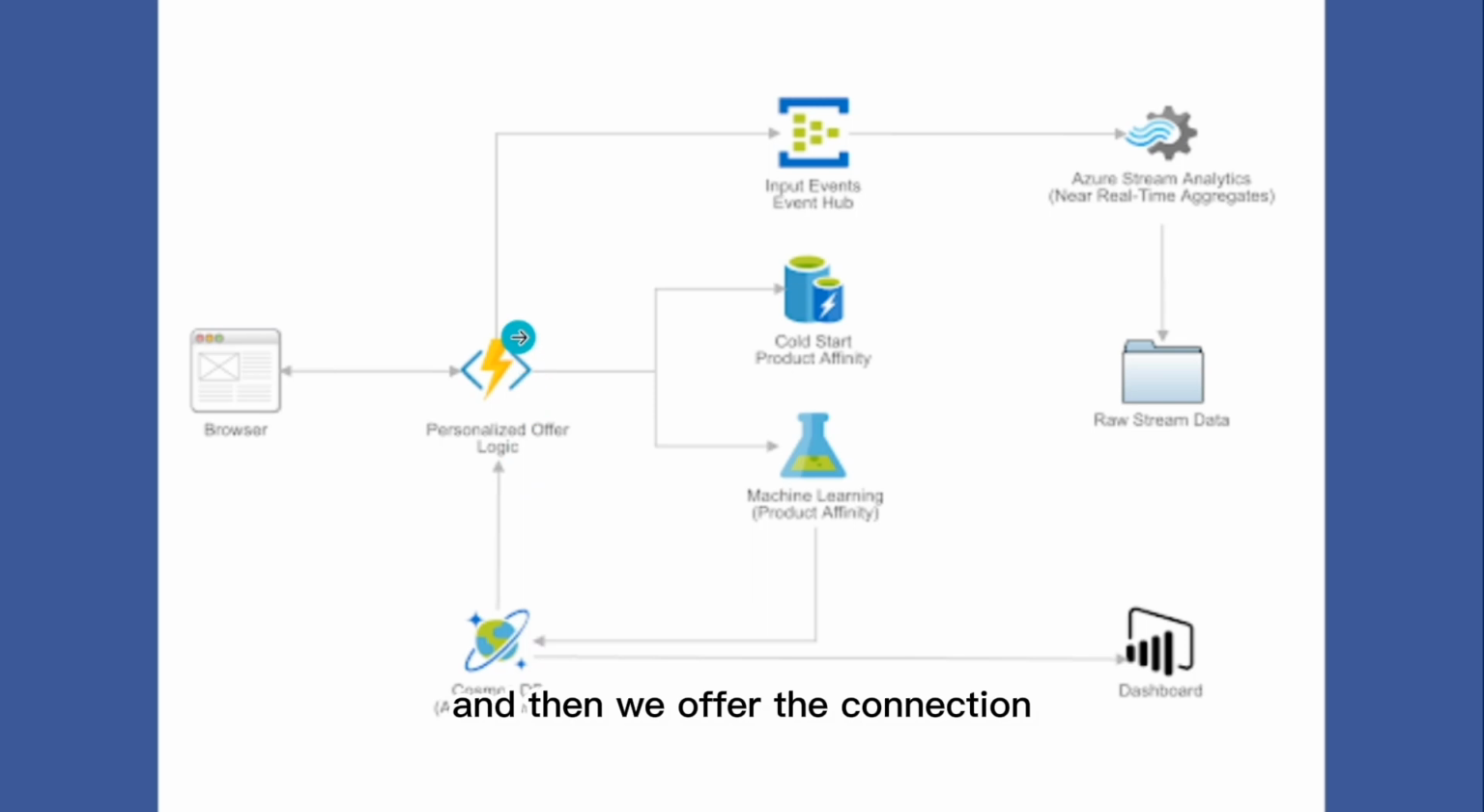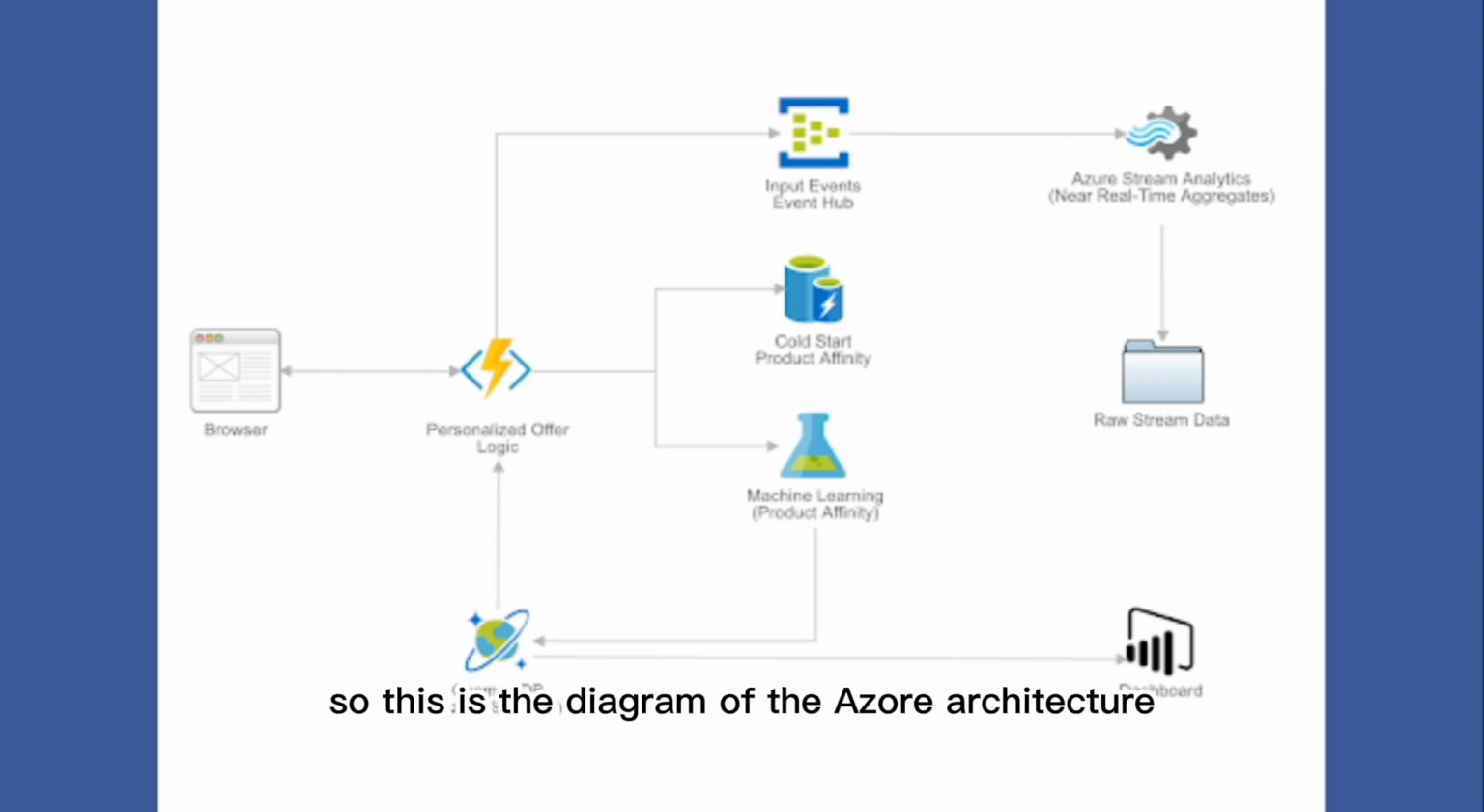And then we have the connection from the personalized offer logic to the input event hub. Then it connects to the Azure Stream Analytics near real-time aggregates, and then down there will be the raw stream data. So this is the diagram of the Azure architecture.